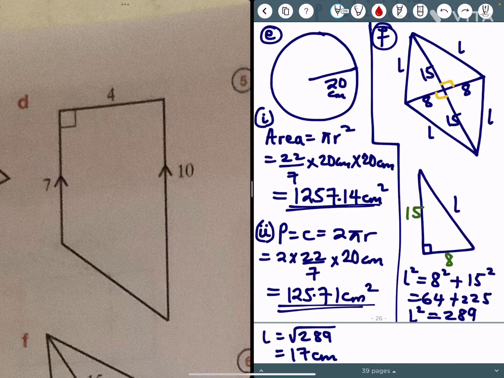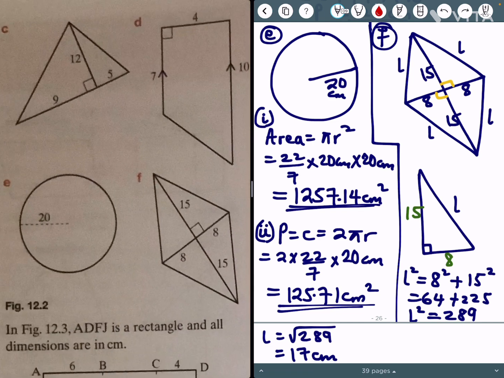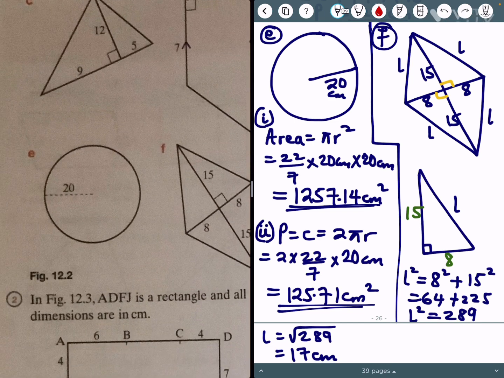Let's go to the next question. E is a circle, radius 20 centimeters here. So the area is pi r squared. That's simple, 1257.14 centimeters squared. But the perimeter of the circle is the same as its circumference. You start at a point, go around, come back to that point. The length of that line I just drew is the circumference or perimeter of the circle, which is 2 pi r. That gives what? This.